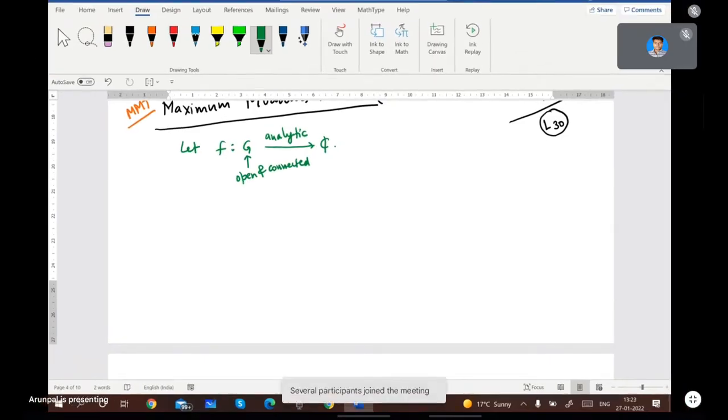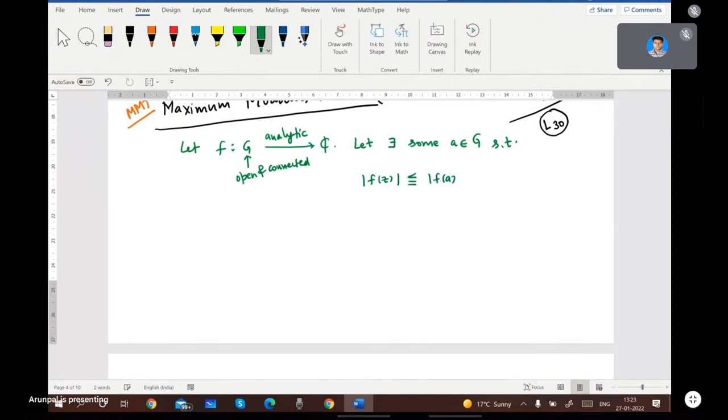Also, let there exist some A in G. It means there is some element in G such that mod of f(z) is less than or equal to mod of f(a) for all z in G.